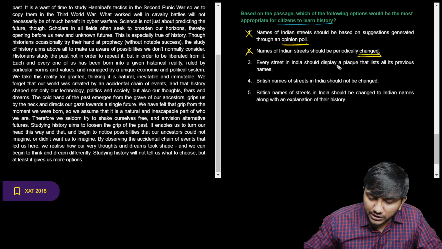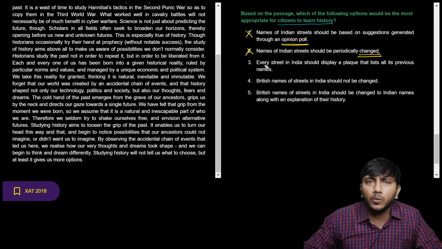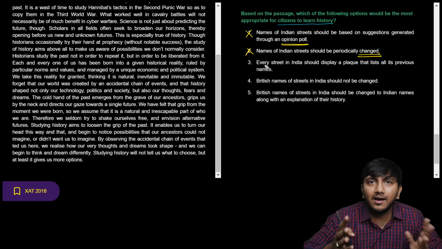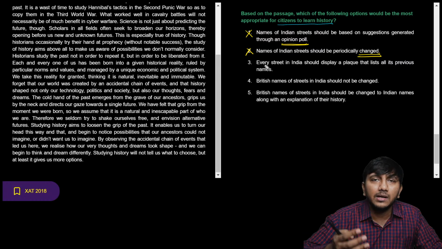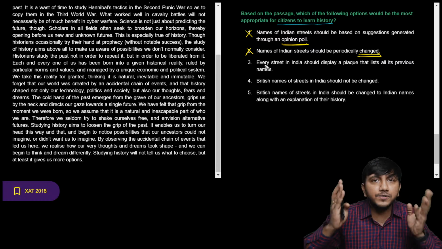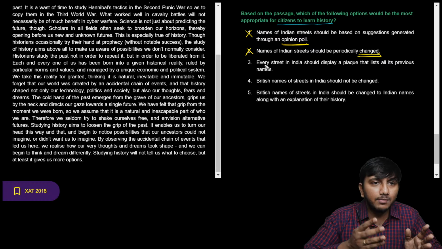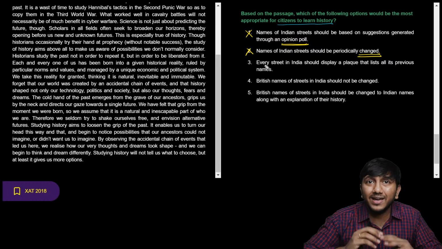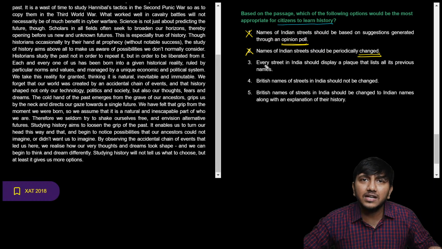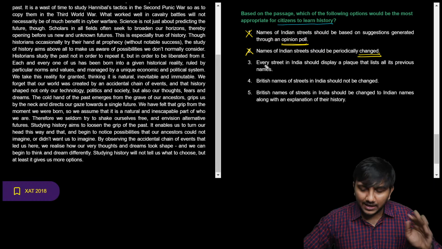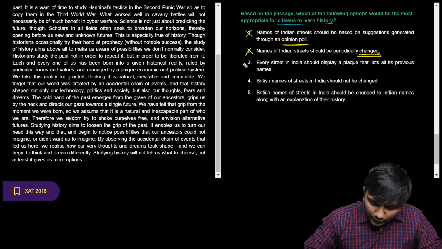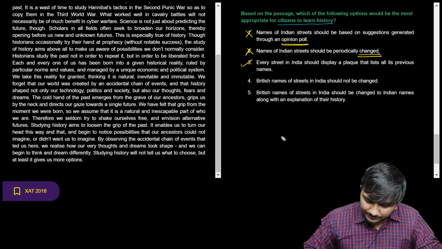Every state in India should display a plaque that lists all its previous names. Well, if you are going to give a list of previous names of the streets, that is clearly depicting the history of what's happening. Based on that, whatever options you want to have, because the passage is speaking about having more options, and that's what history is all about, right? So whatever options you want to have, you can have your options just by looking at the different names that are there. So that's just presenting you the history and then leaving you to do whatever you want to do with it. Looks like this could be our answer.